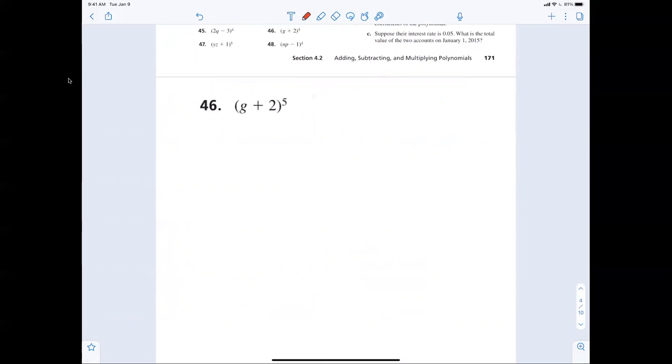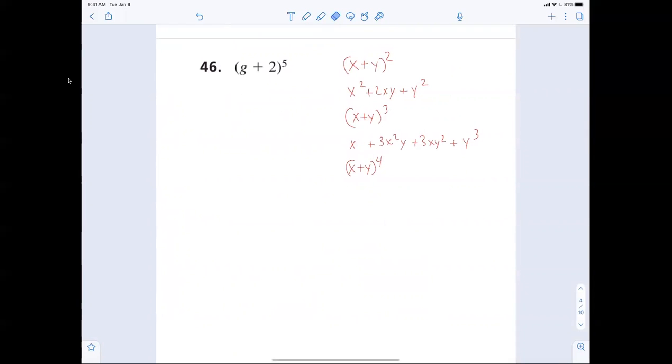All right. So I want to write, for example, x plus y squared. Everybody knows that's x squared plus 2xy plus y squared. Then he did x plus y cubed, and he realized that's x cubed plus 3x squared y plus 3xy squared plus y cubed.